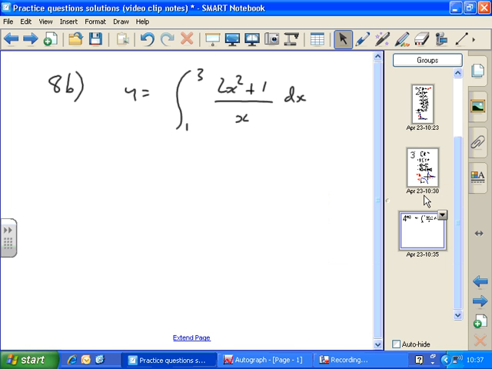Okay, 8b. Let's again do the definite integral, work out the answer, and then we're thinking about sketching the curve and looking for any limitations in the model.